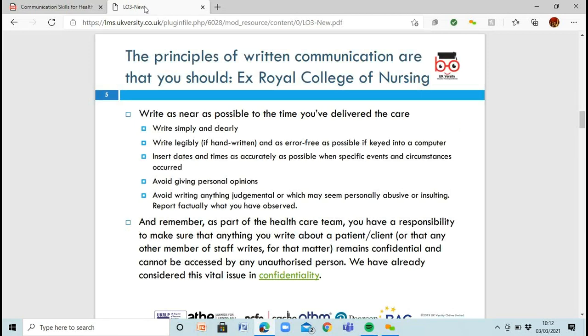Now, again, principles of communication. We looked at the Royal College of Nursing, which actually suggests this. So we've already gone through this. Write simply and clearly, be legible, add dates, and don't give personal opinions. As a healthcare professional, it's your responsibility that you're putting down anything that you're doing with a patient, and that you're making sure that it's confidential and that it's not being accessed by unauthorized people. So you need to make sure that you're writing everything down, and also that you're not just leaving records laying around.